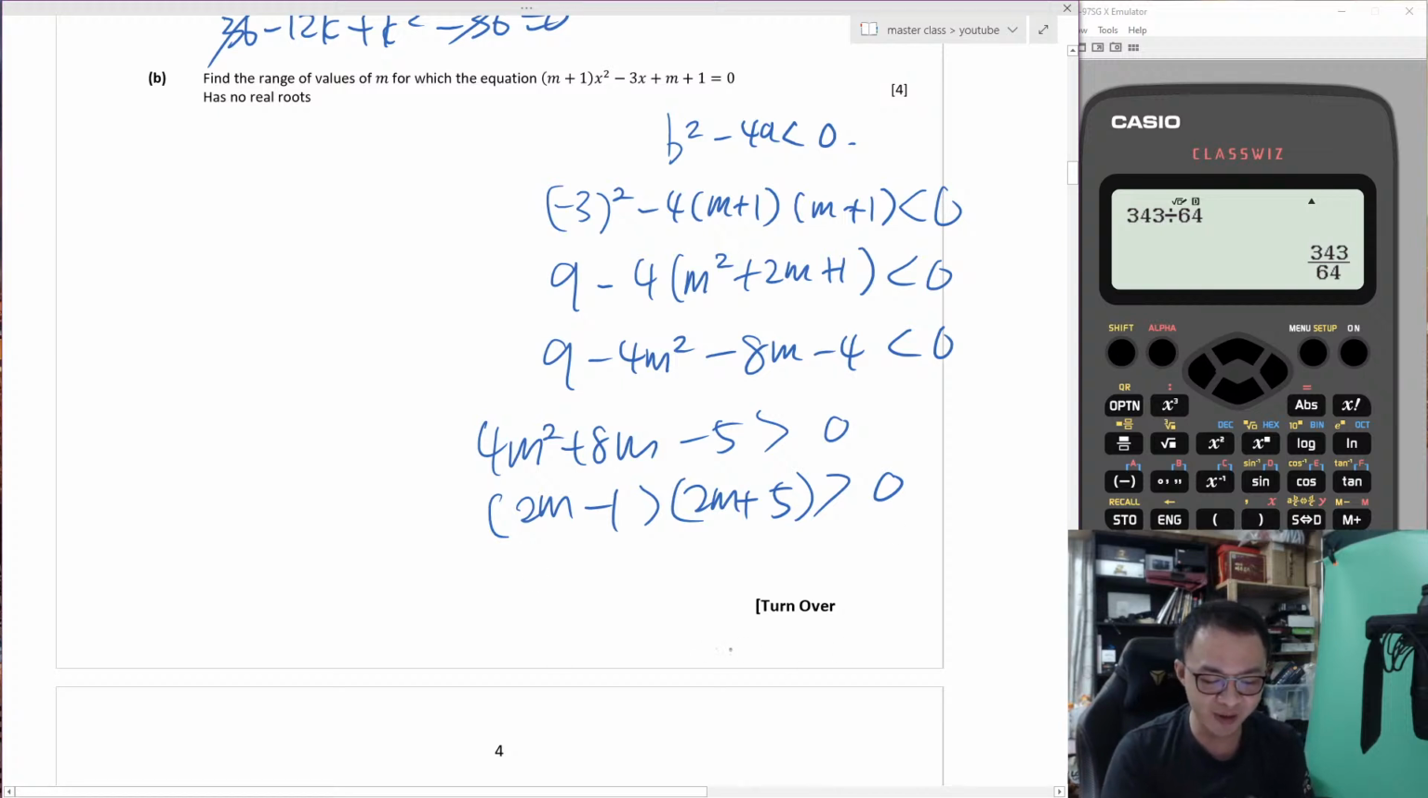Then I will go to both sides. Here m must be bigger than 1 over 2, and m must be less than negative 5 over 2. Okay, so yeah, thanks for that. I made a little careless mistake here.